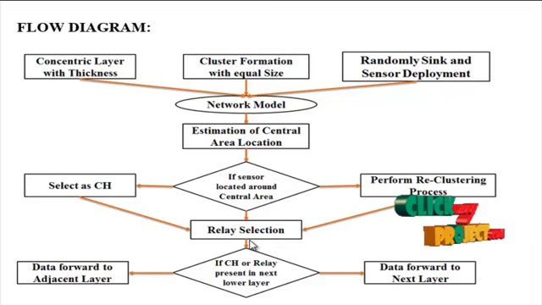The latter function is better described as forwarding. Routing is performed in networks including the telephone network. If a cluster head or relay is present in the next lower layer, then the data is forwarded to the next lower layer; otherwise, the data is forwarded to the adjacent layer.